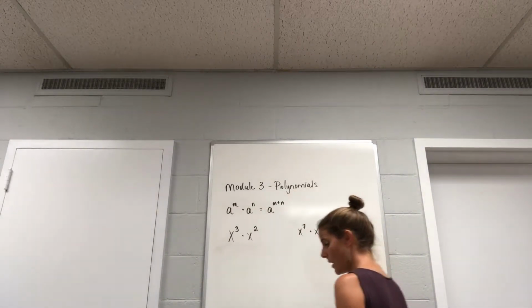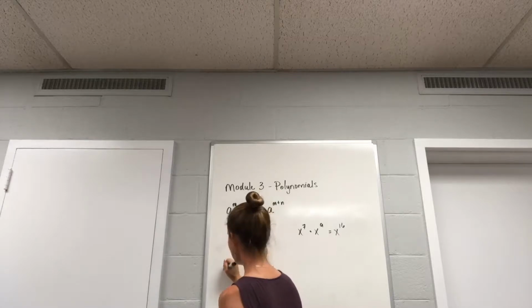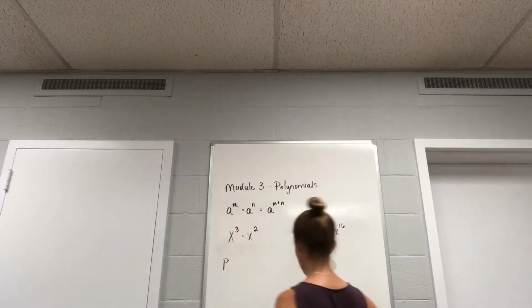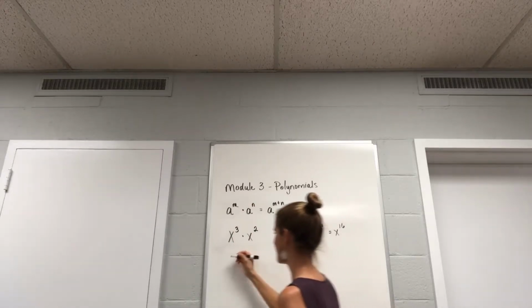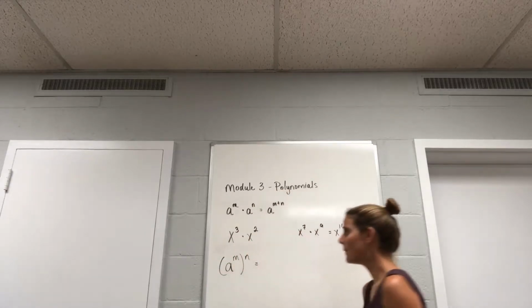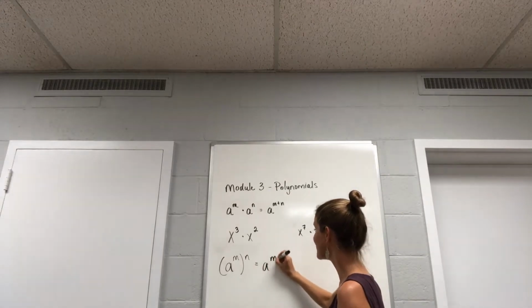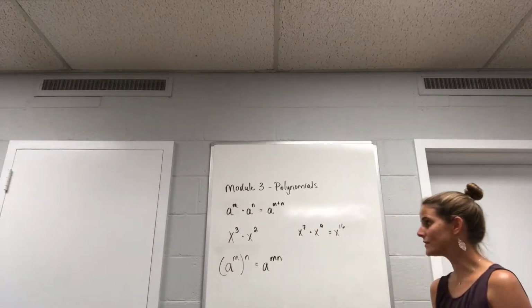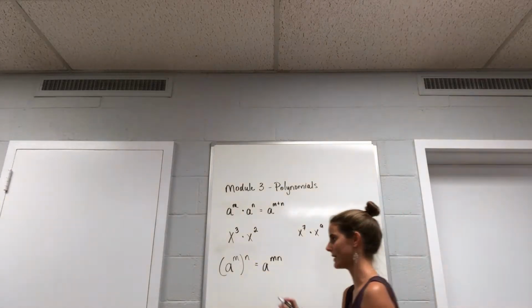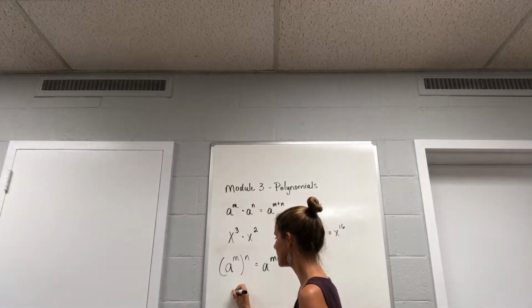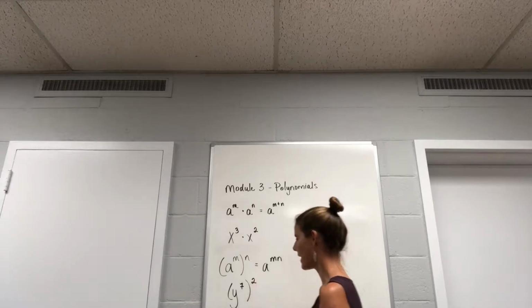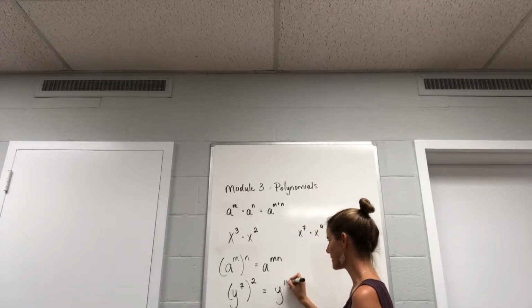And we also have the power of a power rule, and this can be written as a to the m power raised to the nth power, and this is a to the m times n power. So this is called the power of a power rule. Again, you don't necessarily need to know that, but if you have a power raised to a power, you multiply the exponents. And a simple example of this would be if you have y to the 7th raised to the 2nd power, this would be y to the 14th power.